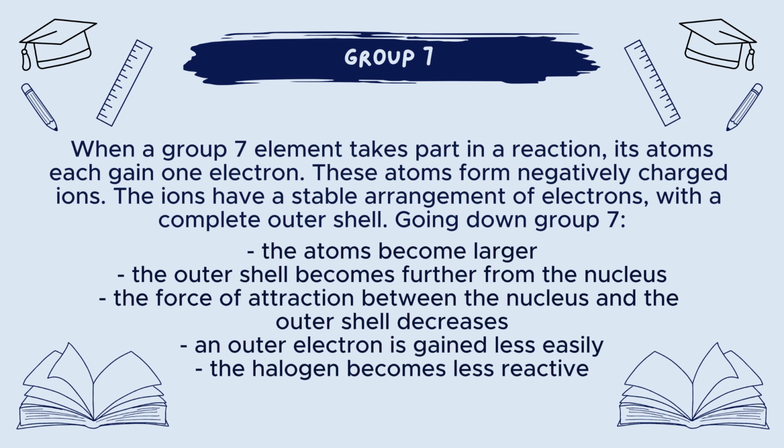When a Group 7 element takes part in a reaction, its atoms each gain 1 electron. These atoms form negatively charged ions. The ions have a stable arrangement of electrons with a complete outer shell. Going down Group 7, the atoms become larger, the outer shell becomes further from the nucleus, the forces of attraction between the nucleus and the outer shell decrease, an outer electron is gained less easily, and the halogen becomes less reactive.